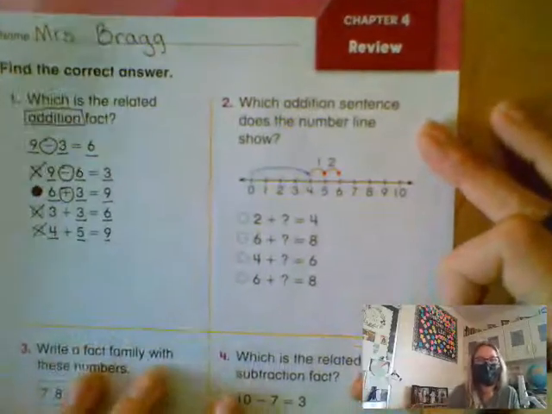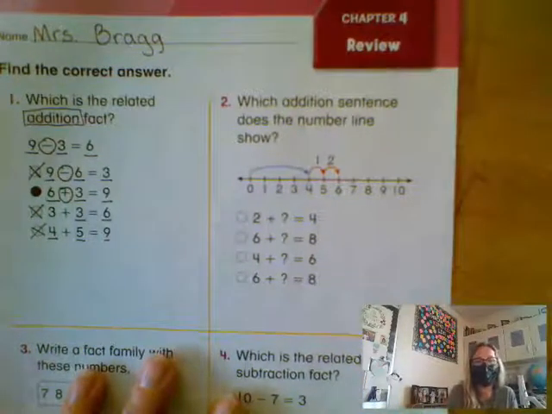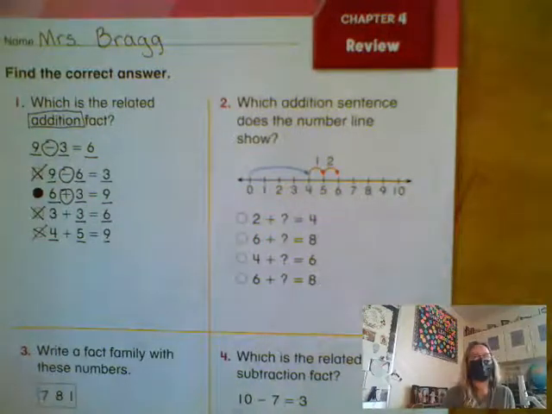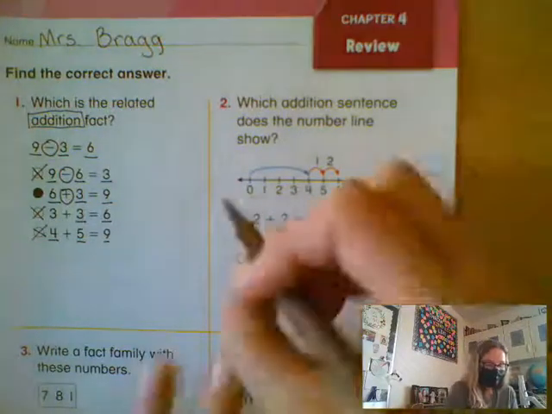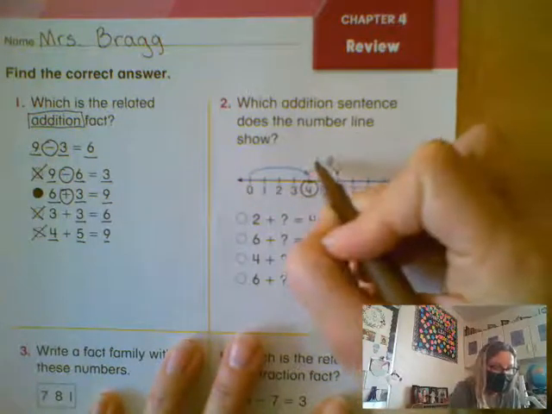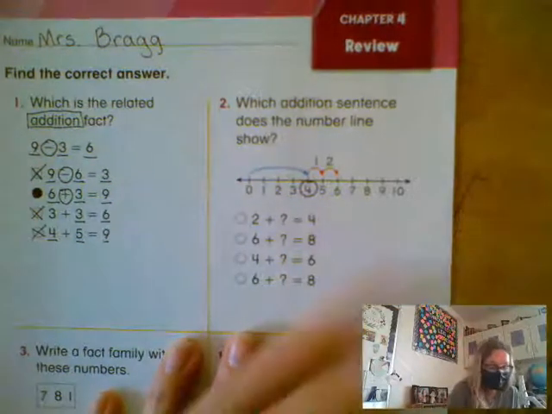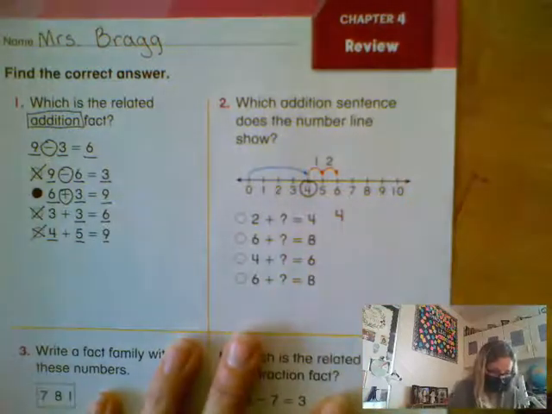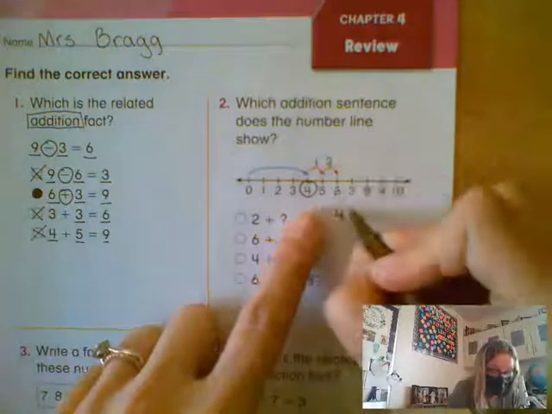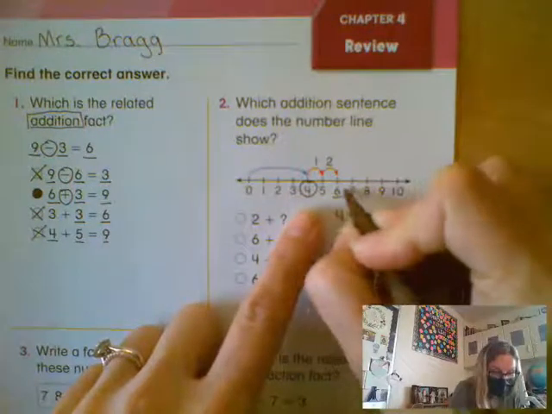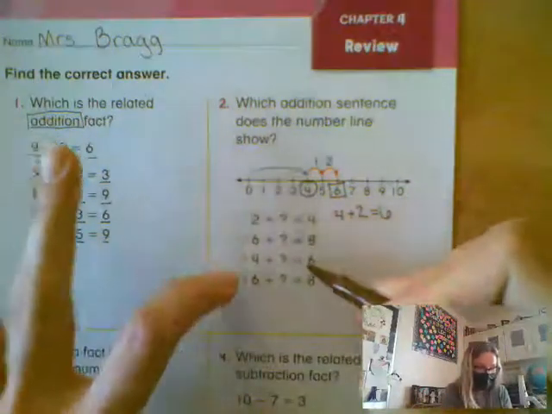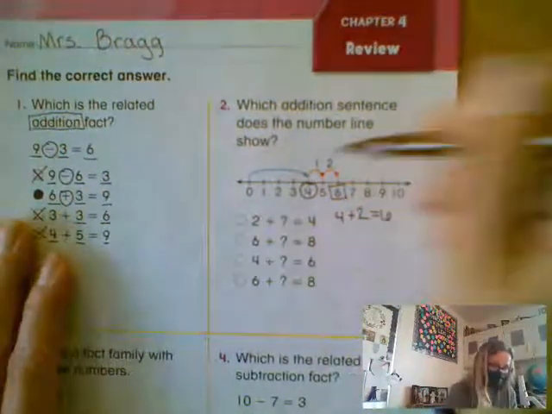Number 2 says, which addition sentence does the number line show? So what they're asking is, what 2 numbers are they adding up on this number line? So the first number they went to was this one, and then they added 1, 2 more. So we're looking at 4. 4 plus 1, 2 more, and it equals altogether 6. So which one of these shows me 4 plus some number equals 6?